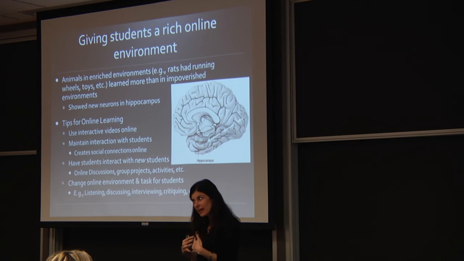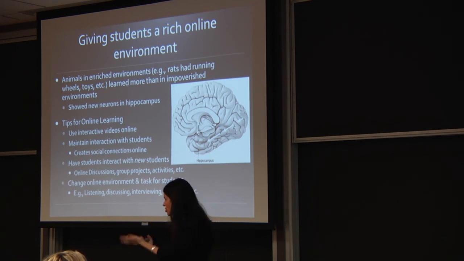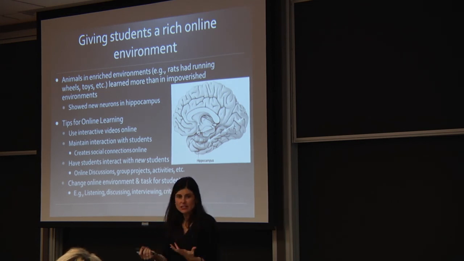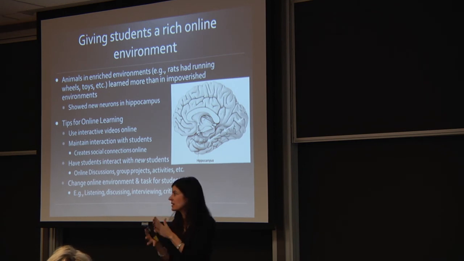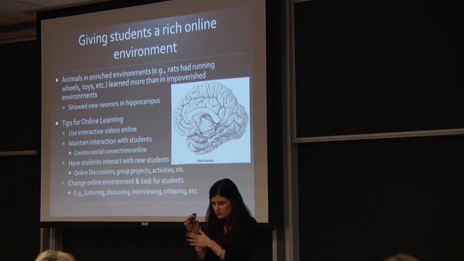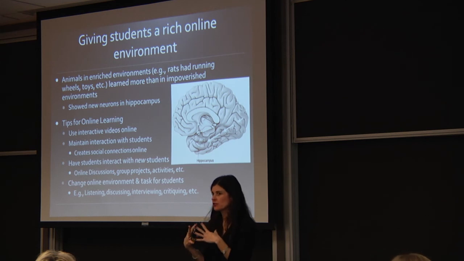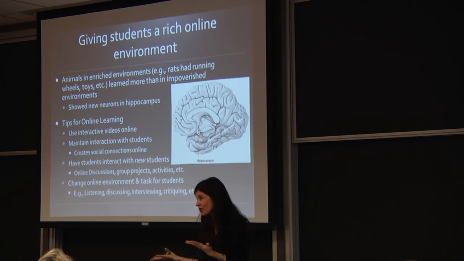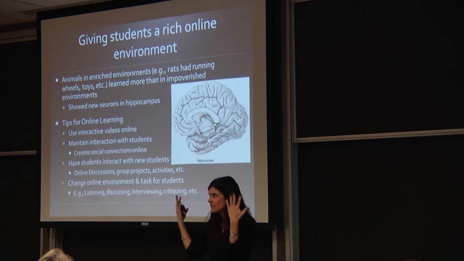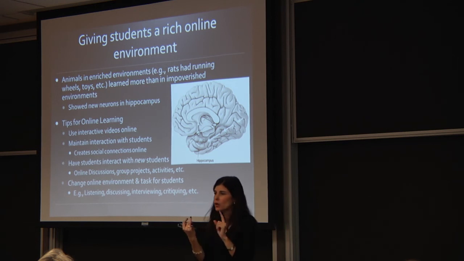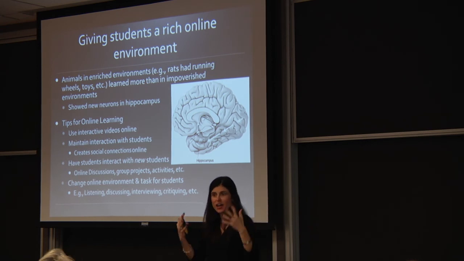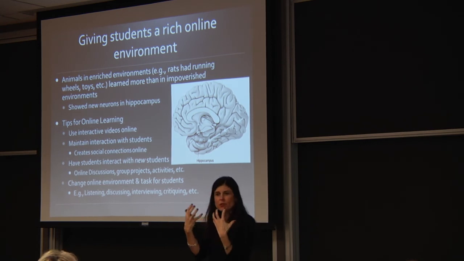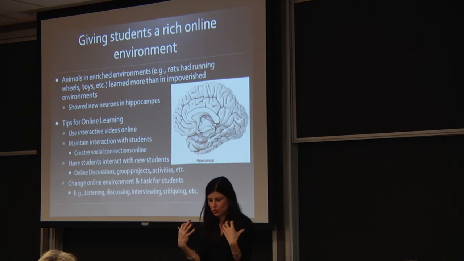I try to use interactive videos in my class, so rather than just showing Clive Wearing, I have them discuss it, or I'll stop at a certain point and have them answer a question. I try to maintain constant interaction with my students, and I think this is particularly important for online classes, because sometimes you don't know your students very well from their online persona. So we have an introduction discussion board where we talk about who we are, our career options, something fun we did over the break. I show a picture of my dog, whatever you can do to create a social connection with your students.